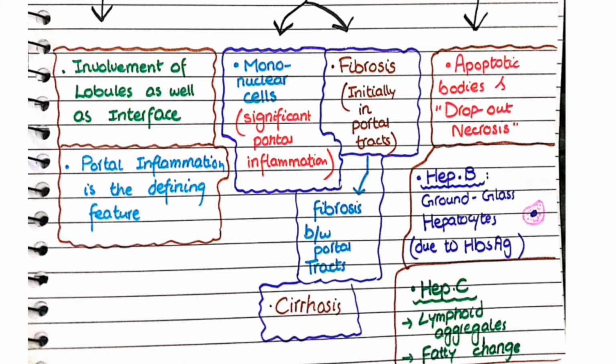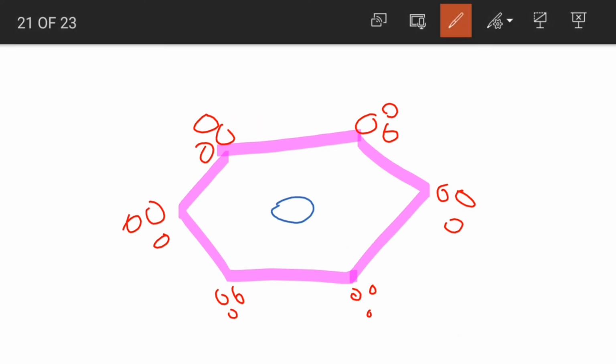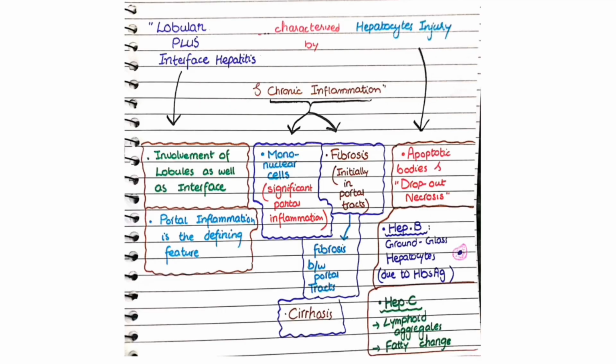But what is the difference? The difference is that in chronic viral hepatitis, there is significant portal inflammation. Portal inflammation, as I already told, means that the inflammatory cells are present in the areas of the portal tract. And I mentioned this point here also, that portal inflammation is the defining feature of chronic viral hepatitis. So remember that in chronic viral hepatitis, you see significant portal inflammation, but the inflammatory cells are those that are also present in acute viral hepatitis.